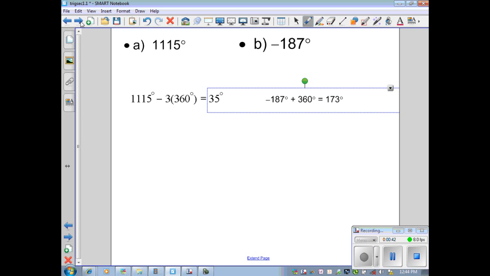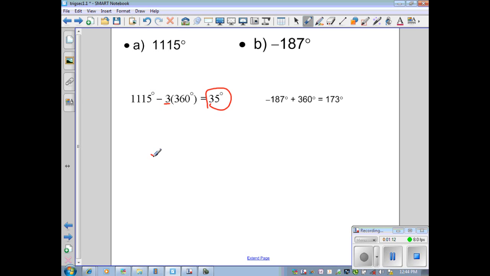For the first problem, 1,115 degrees, what they did was subtract 360 degrees, but in this situation they had to subtract 3 revolutions. That is represented by the 3 multiplying 360. When you do that, 1,115 minus 3 times 360, you're going to end up with 35 degrees. This angle is between 0 degrees and 360 degrees.